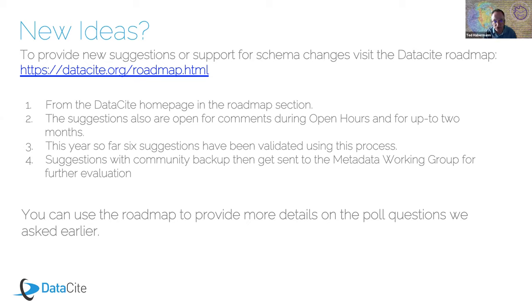Those suggestions can be talked about during DataCite open hours, and currently stay up for up to 2 months. Six suggestions so far have made it through the gauntlet and been validated using this process. The metadata working group is watching the roadmap and participating and commenting on things. A number of suggestions already in the roadmap are of interest to the working group, and more will come from there. Particularly the last two poll questions needed some time and thought, and the roadmap could be a way to provide more details on your answers as time goes on, and also to see what other people suggest.